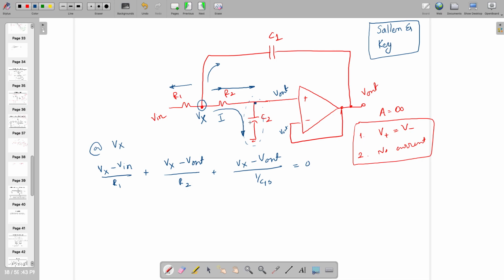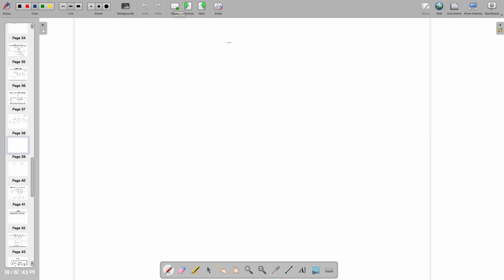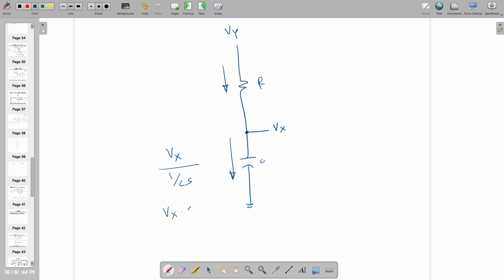Look, before going to anything, let's assume that there is a circuit like this. If I want to find out the current flowing through R, and both the currents are exactly the same, then I am not going to calculate Vy minus Vx divided by R. That will not give you any answer. But if you look at this, Vx minus 0 divided by 1 by Cs. So Vx times Cs is the current flowing through here and here also.